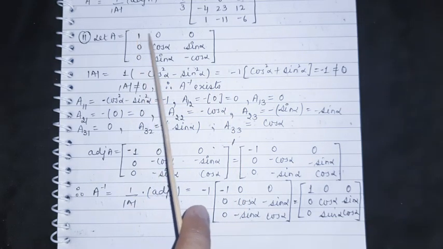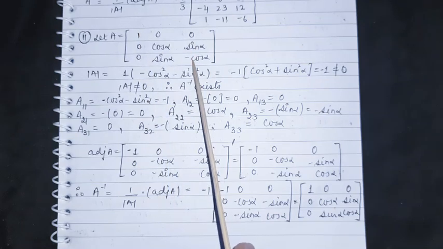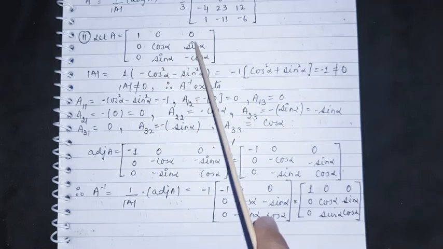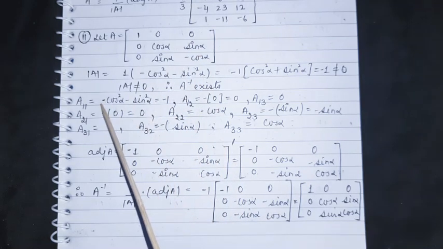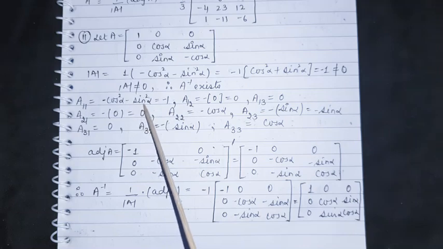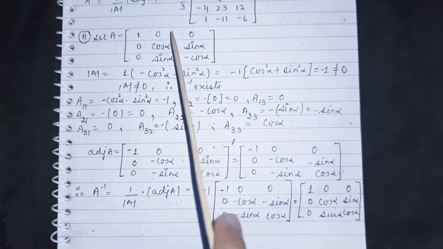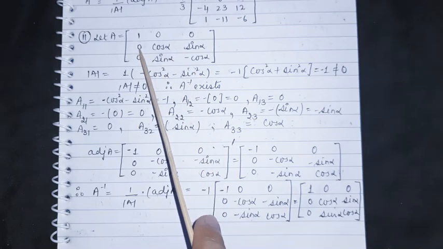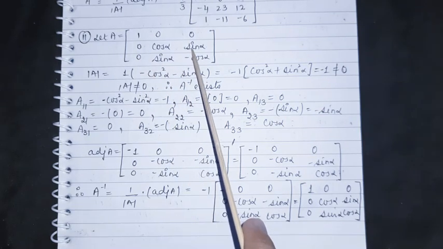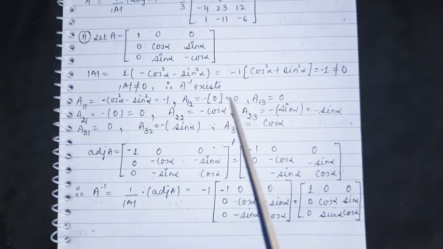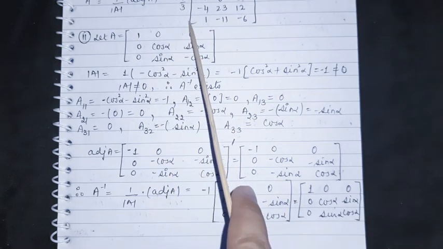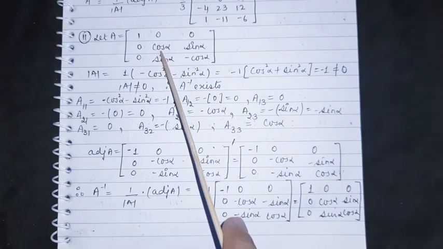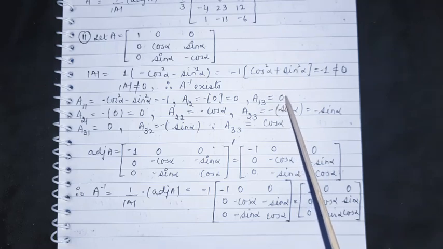Cofactor of first element, ignoring first row and first column, minus cos alpha into cos alpha, minus cos square alpha, and minus sin alpha into sin alpha is sin square alpha. Take negative common, cos square alpha plus sin square alpha is 1. Then A12, ignoring first row and second column, minus cos alpha into 0 is 0 and minus 0 into sin alpha is also 0. So A12 will be 0. A13, ignoring first row and third column, sin alpha into 0 is 0, minus 0 into cos alpha is also 0. Therefore, A13 is 0.